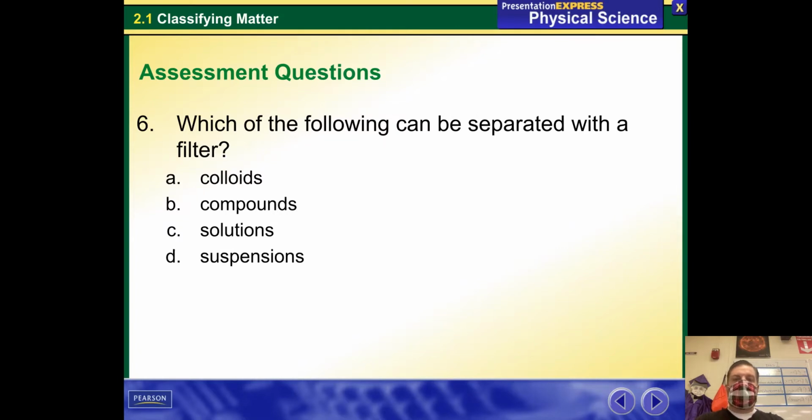Those are tiny, tiny ground up rocks and minerals and all kinds of stuff. Which of the following can be separated with a filter? Colloids, compounds, solutions, or suspensions? What do you think? Think it's D? Okay, you're right. If you thought it was D, you were right. And that's it. That's all she wrote. Good job.